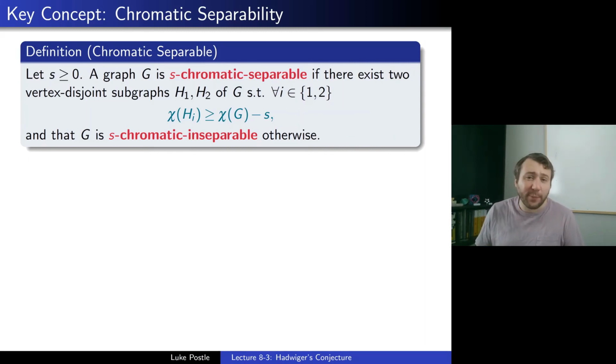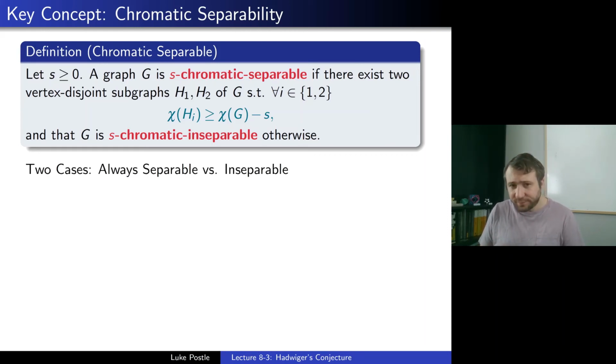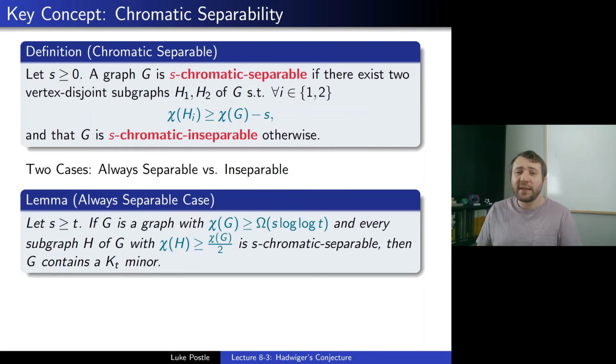But that might not always happen. So, for example, cliques do not have that kind of chromatic separability, so they'd be on the inseparable part. But then we separate into two cases. So we'll either be always separable or we'll be inseparable. So we make two lemmas.